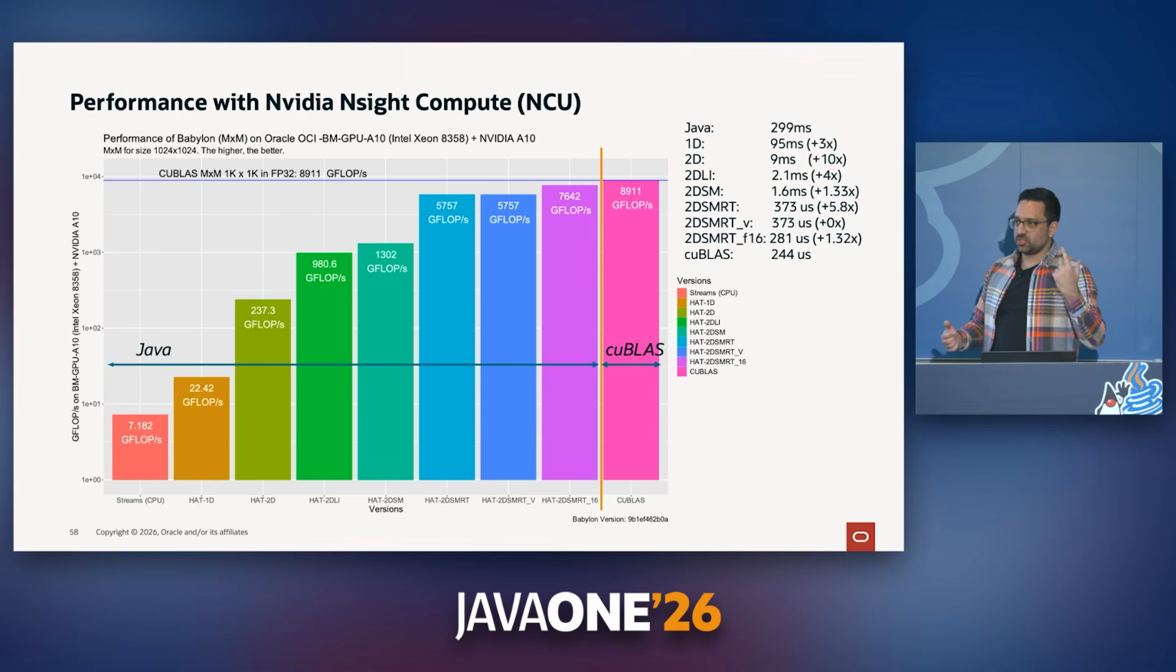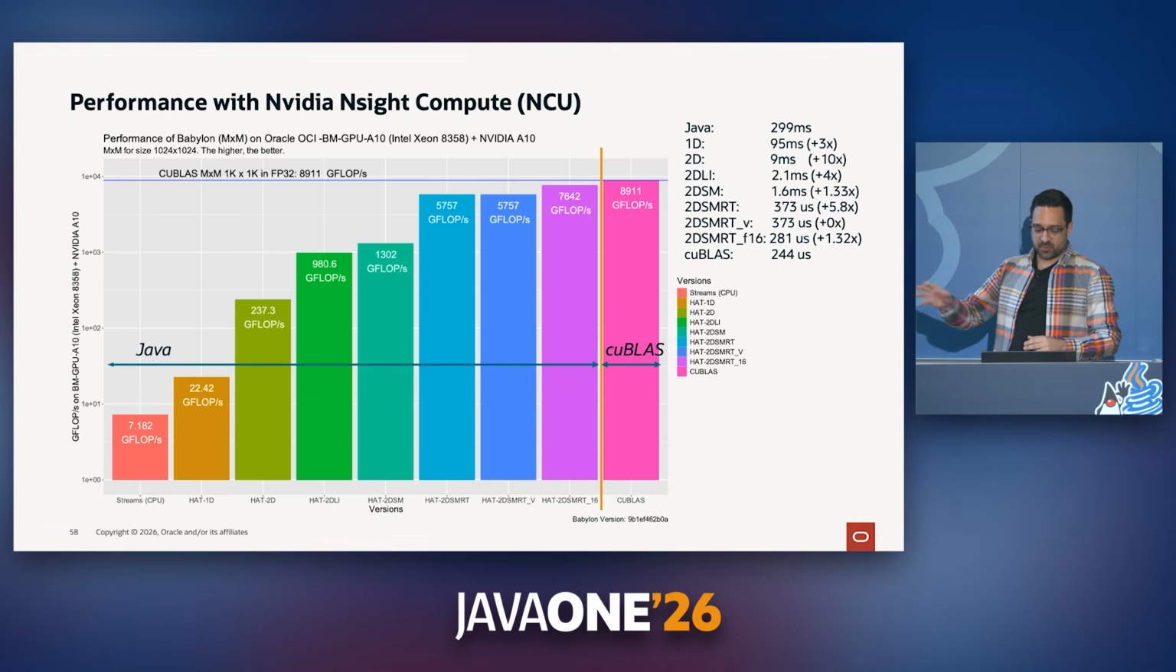The y-axis shows performance, measured in flops per second. So the higher, the better. As we can see, the CPU version, the parallel stream version, takes around 7 gigaflops per second. Then we did a direct port of that application using HAT in 1D range. Remember those ranges that we have? In 1D range, the performance is around 22 gigaflops per second.